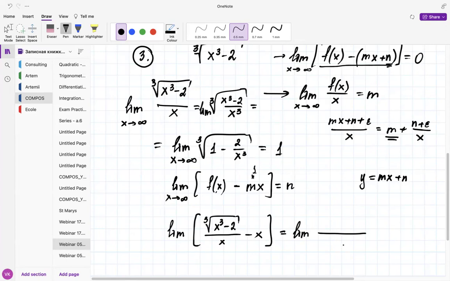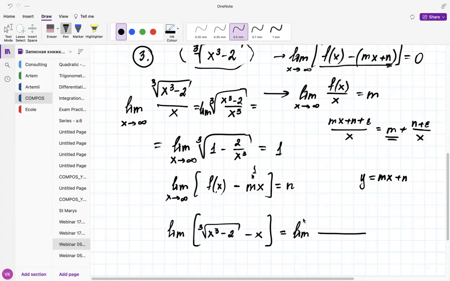Oh, no. Sorry, no, sorry. That's not the function, right? Because the initial function was this one, sorry. We don't have to divide it by x. I look at it and I'm a little bit bewildered. What's going on? Yeah, sure. The original function was just the cubical root of x cubed minus 2. Sorry, my mistake.